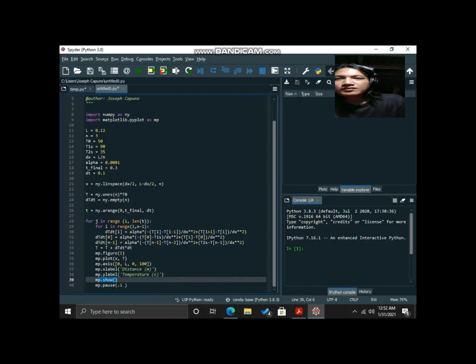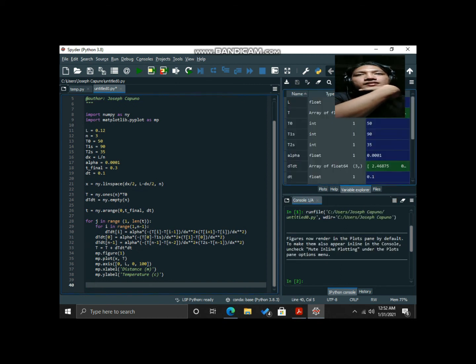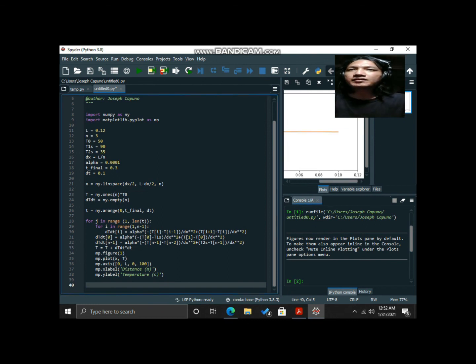Sunod naman mp.show. Ito lang yung magpapakita ng plot mo. Kapag wala ka nito, hindi lalabas yung plot. So try natin tanggalin. Kapag ini-start mo to, walang lumalabas na plot. Ayan lang yung plot mo sa variable explorer. I mean, hindi siya gagalaw pag walang matplotlib.pyplot.show.